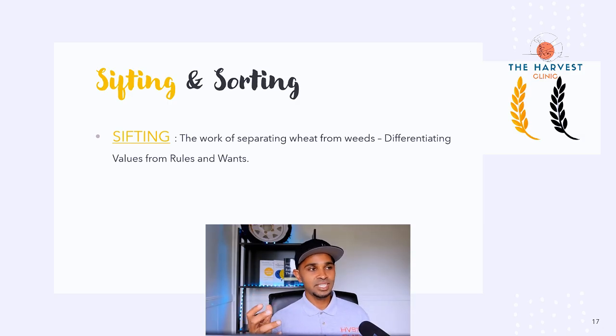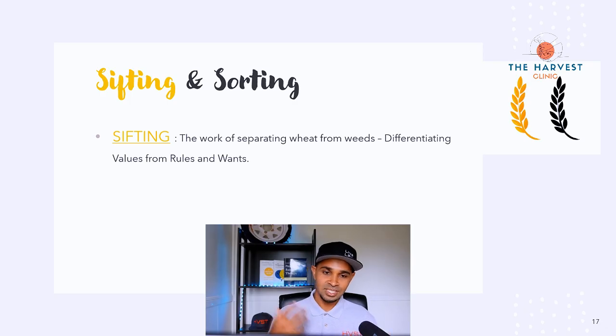So sifting is the work of separating the wheat from the weeds. In other words, differentiating values, which we're going to call the wheat, from the rules, wants, and other things that have the influence over behavior like values do, but aren't necessarily values themselves. And this sits on the analogy from the last talk, the story about the farmer who plants wheat in his field and then someone else plants weeds and they all look the same, so he has to work out how to separate the two.